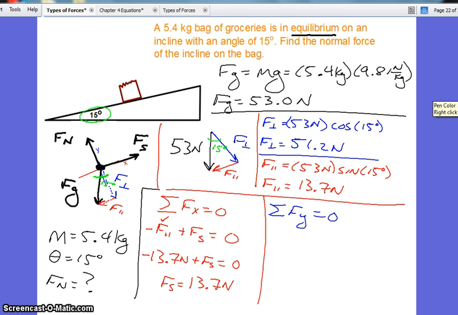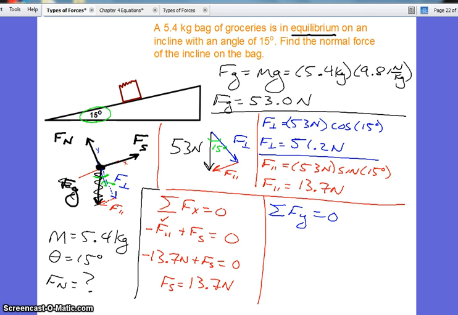In the y direction, we have two forces, the normal force and the perpendicular component. Remember, we are not using this gravitational force anymore. We replaced it with its two parts. Once we get its two components, we never use that again. Writing perpendicular and parallel components is the same as just writing the 53. It's an either or. Either you write the 53 or you write its two parts. You don't do both.